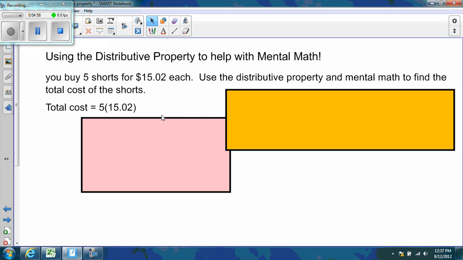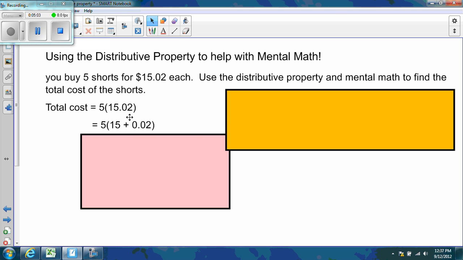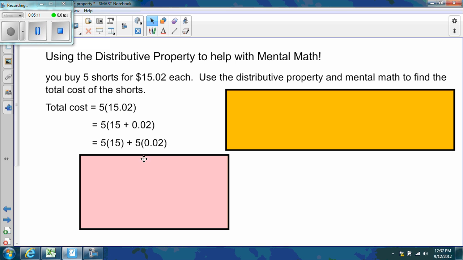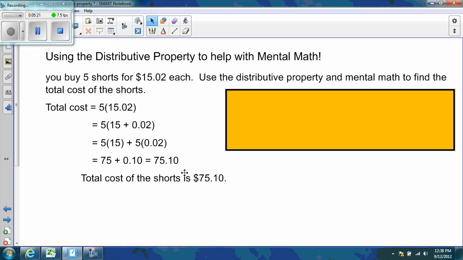Instead of multiplying 5 by 1502, because say we don't have a calculator, what we can do is say 5 times (15 plus 0.02). Same thing. And then we can use the distributive property to say 5 times 15 plus 5 times 2 cents. Get those values separately, so 75 and 10 cents, and then add them together. So the total cost for the shorts is $75.10. That's a good way to do this using mental math for something that would have been much more difficult if you hadn't used the distributive property.